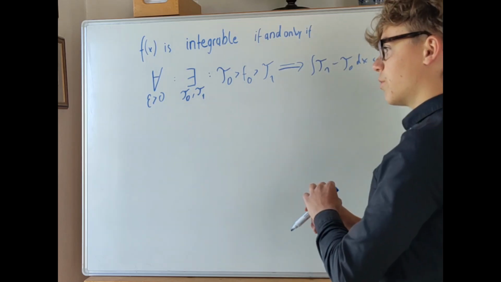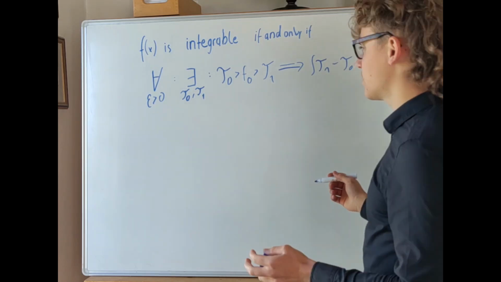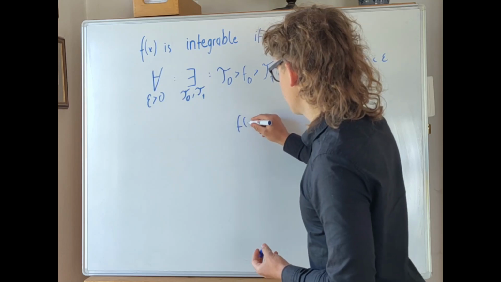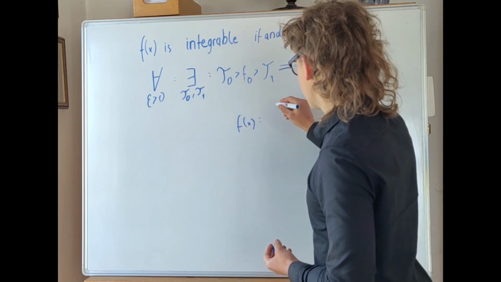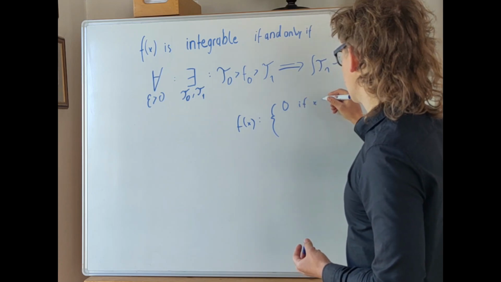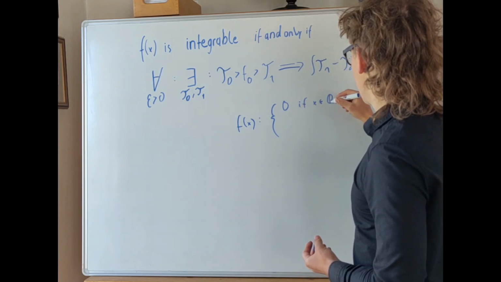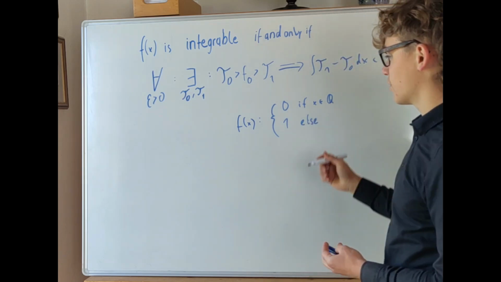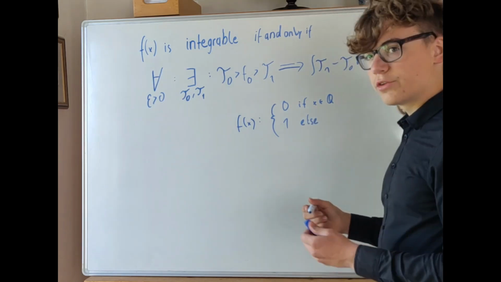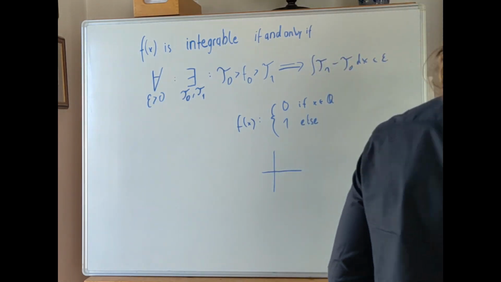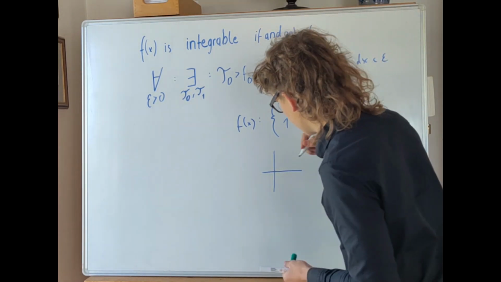So now that we know what integrable means, we have to figure out a function that is not integrable, where the integral does not exist. So for example, one common function that is often used is f of x, which is defined as 0 if x is rational and 1 else, so if it is irrational, right? I can't really draw this function because it's made up of infinitely many points. But it would look something like this.